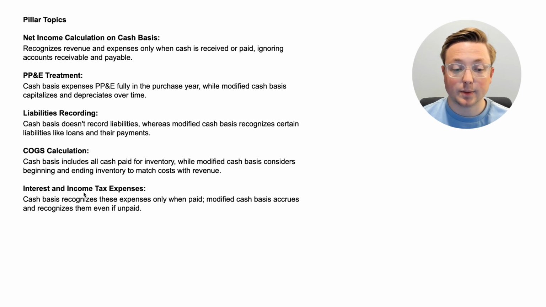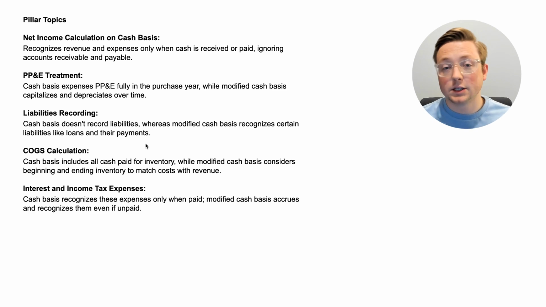Interest and income tax expenses: cash basis recognizes these expenses only when paid. Modified cash basis accrues and recognizes them even if unpaid. Now, these are some of the biggest differences between cash and modified cash. Remember that modified cash is not accrual accounting, but it has a lot of similarities, and cash basis is just very straightforward, only focusing on cash received and cash paid. Now, those were the pillar topics to help you understand how to prepare cash basis and modified cash basis financial statements. And again, we only went over 5 questions to do that.